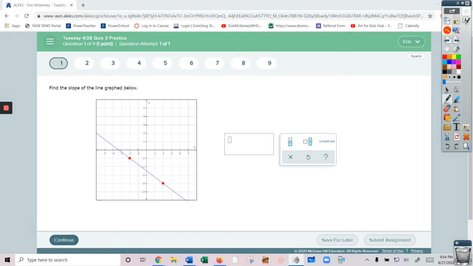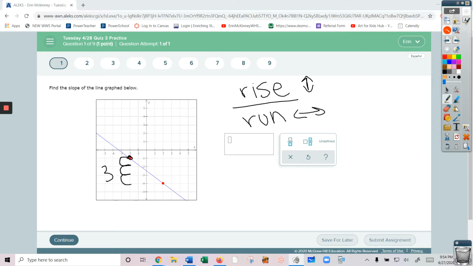So for the first problem, it's asking us to find slope between 2 points. Remember, if we want to find slope between 2 points, we are going to use rise over run. So we're always counting our up and down and our right and left. So we can choose whichever point we would like to start at. And then we are going to count, so let's say I start over here. We're going to count how many we have to go up or down to get to the other point. So 1, 2, 3. And then I'm going over 1, 2, 3, 4.